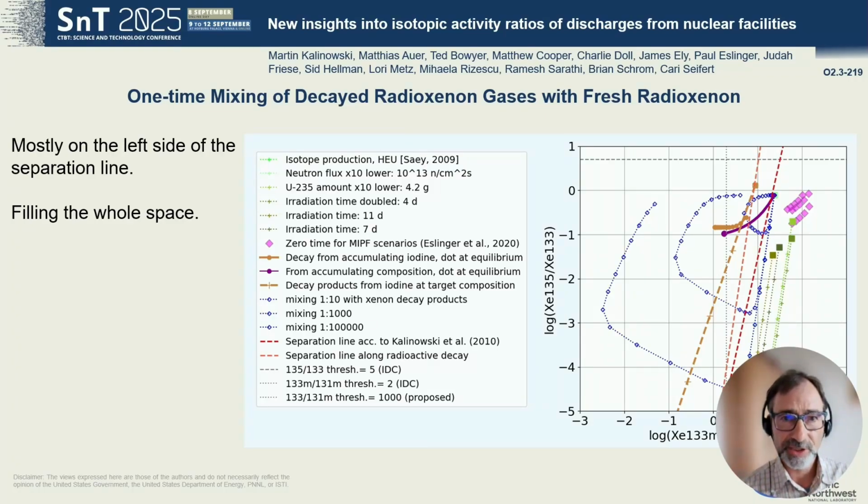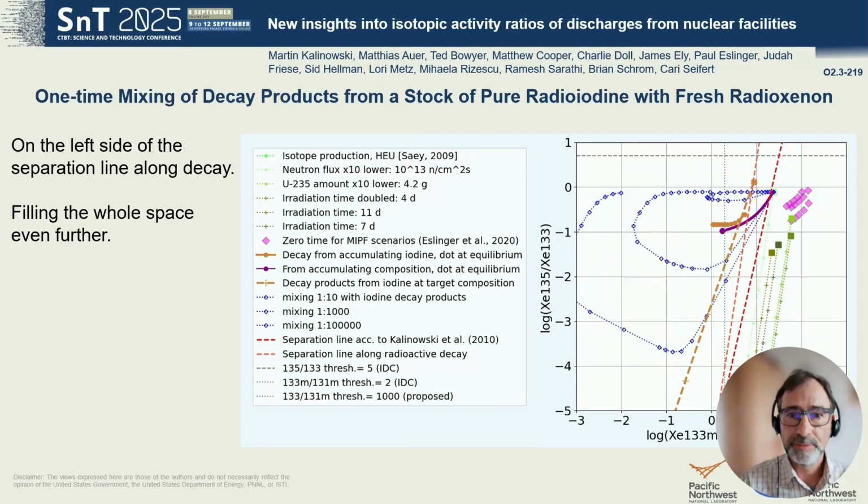There are three such lines: one is for a dilution ratio of 1 to 10, another one is 1 to 1,000, and the third one is 1 to 100,000. And what you can see is that these lines are filling the whole space.